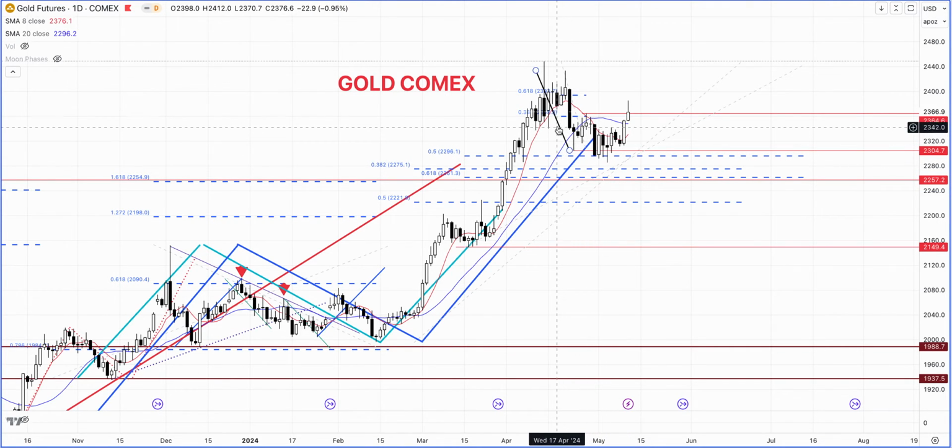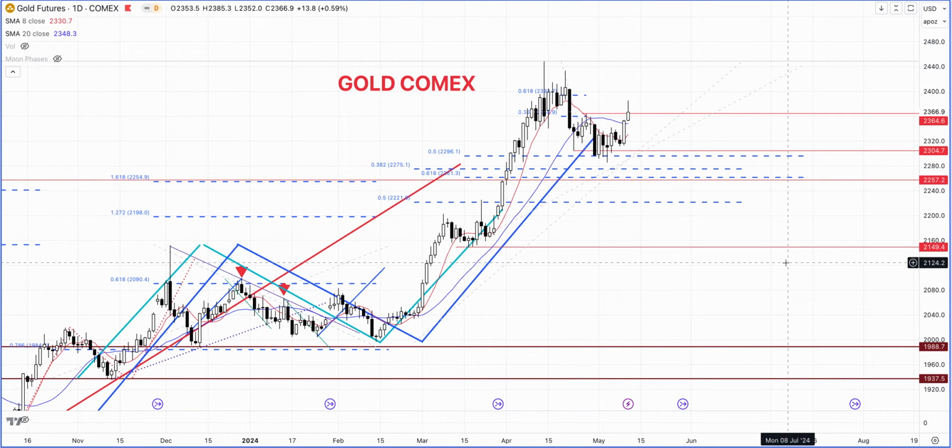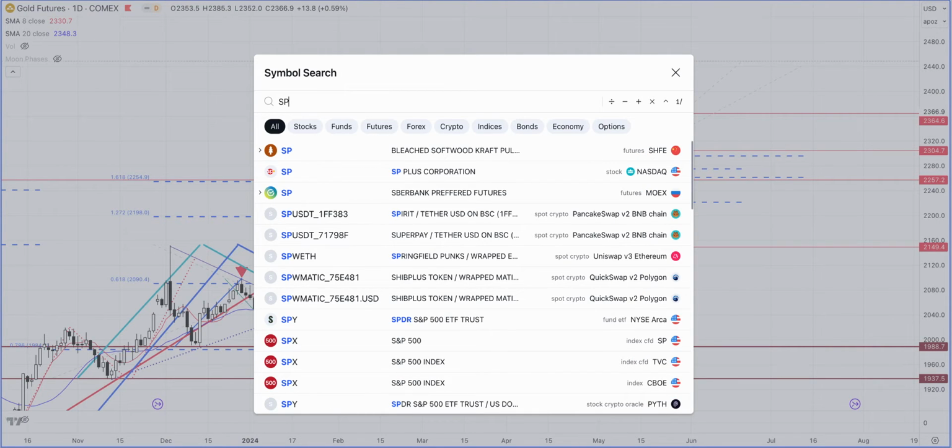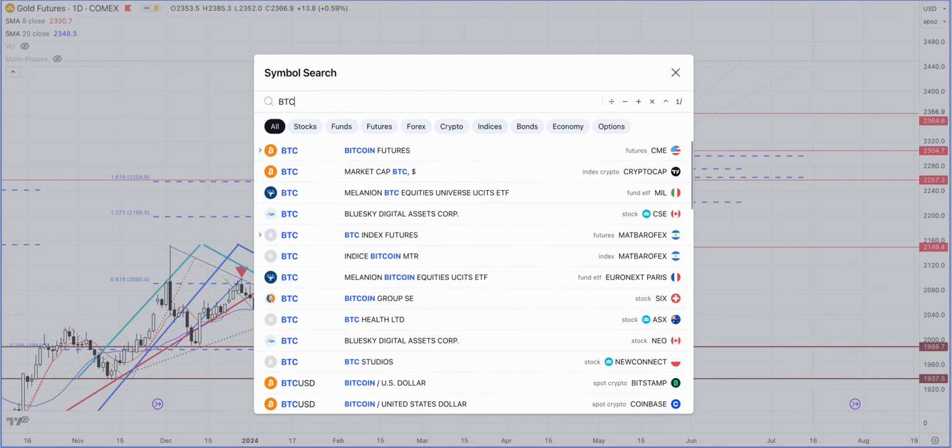So I'm going to remove this pattern for now, because it came very close to this 38.2% retracement, which we were expecting, but just missed it by about 10 bucks. Now we'll just move quickly. Oh yeah, before we do that, let's take a look at the Bitcoin.